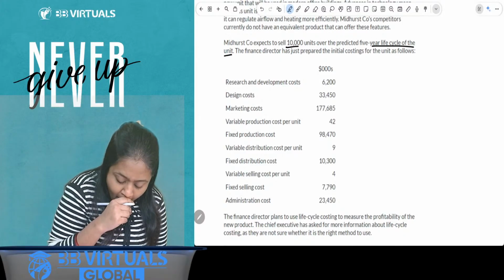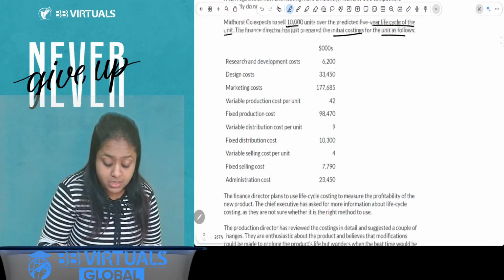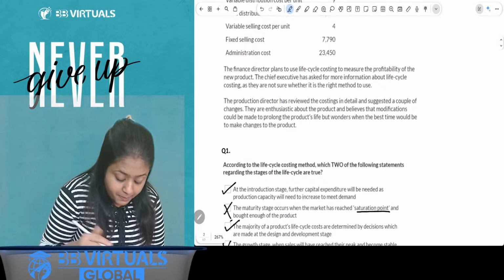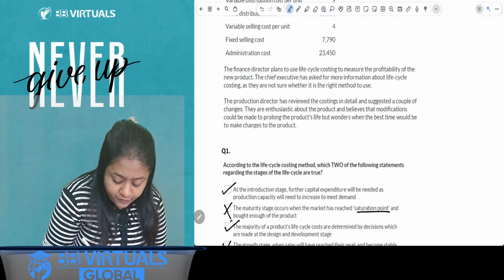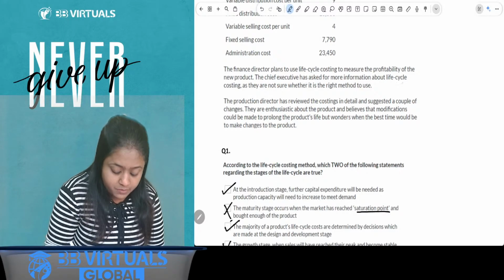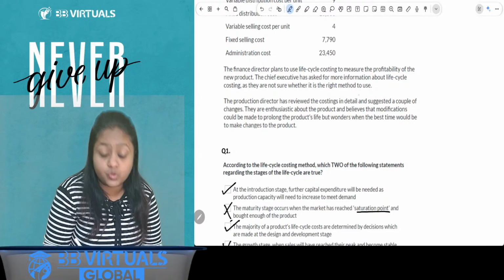The finance director has prepared the initial costings for the unit. Okay, so the initial costings have been prepared. The finance director plans to use life cycle costing to measure the profitability of the new product. The chief executive has asked for more information about the life cycle costing, as they are not sure whether it is the right method to use or not.